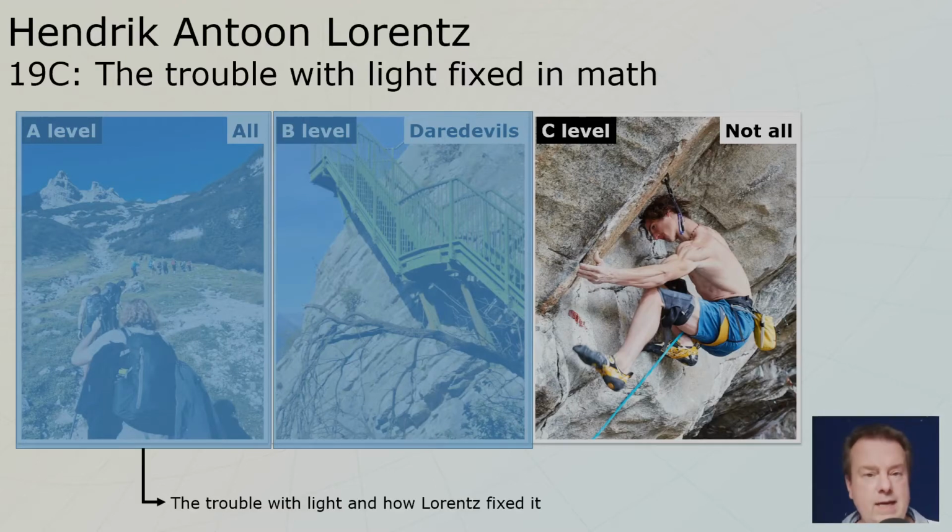In the first A level, we looked at what the trouble is with light and we told you how Lorentz fixed it together with many other people. In the daredevil section, we saw how the Lorentz transformation actually looks. And in this section, we are going to apply the Lorentz transformation. So let's get into it.